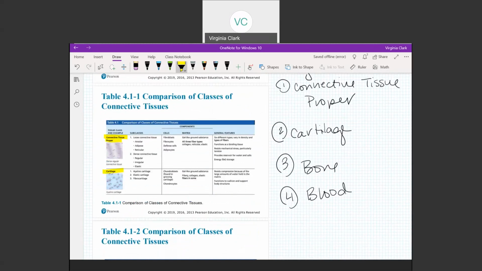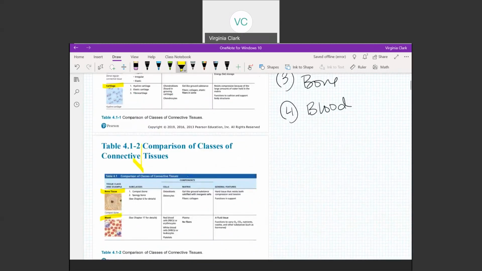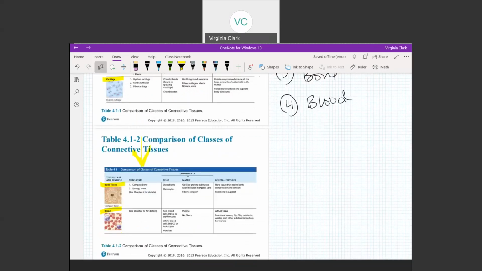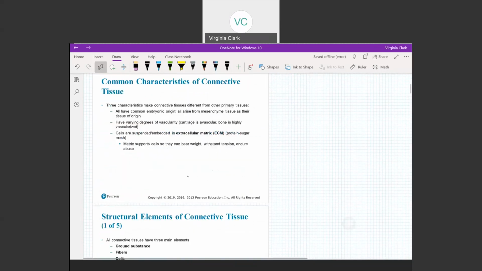If you're looking at this chart right here, this column, all of these subclasses, we're going to talk about all of these different types of cartilage and connective tissue broken down. But these are the 4 main classes and the main functions. All of these are going to be under the header of connective tissue.